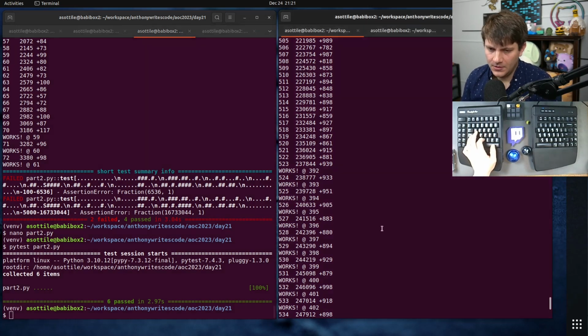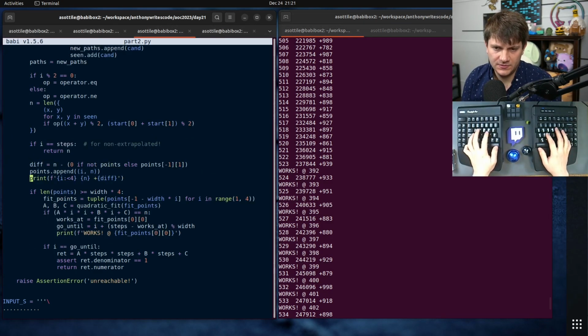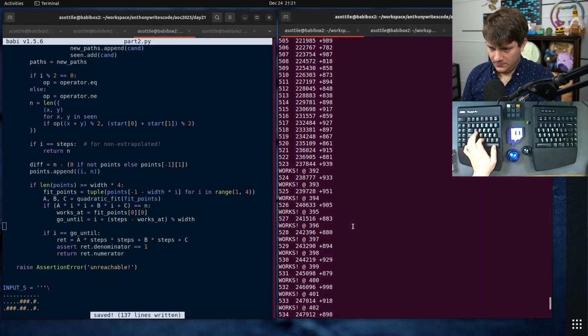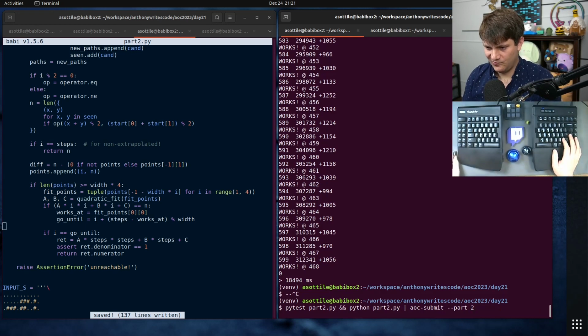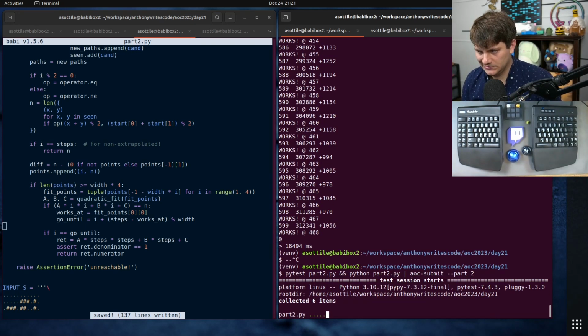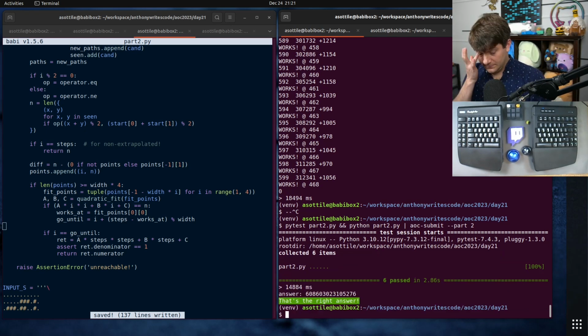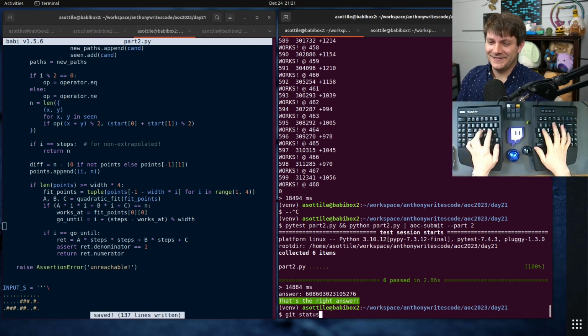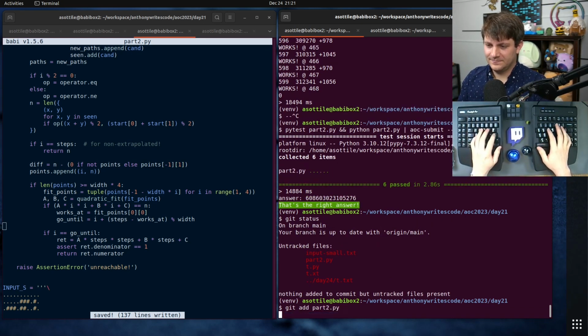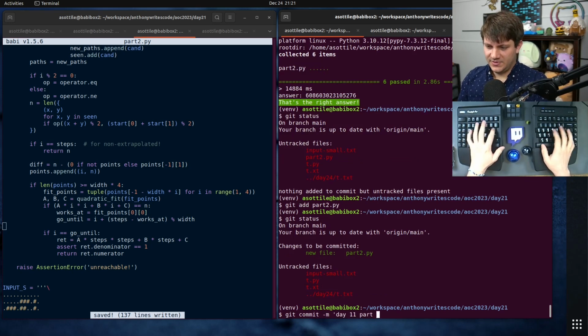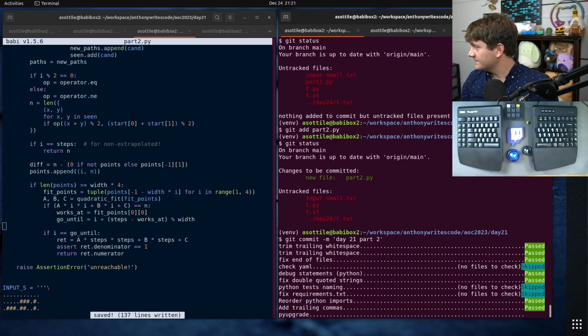Okay. Let's get rid of the prints. Oh, it's chugging away. We got it! Oh, thank goodness. Day 21, part 2. What?